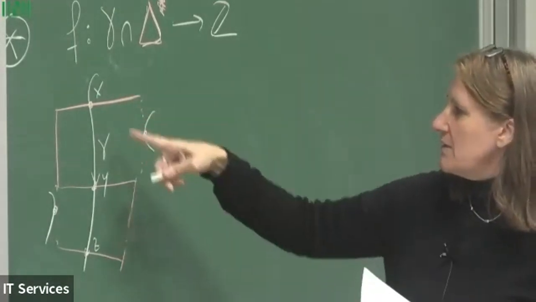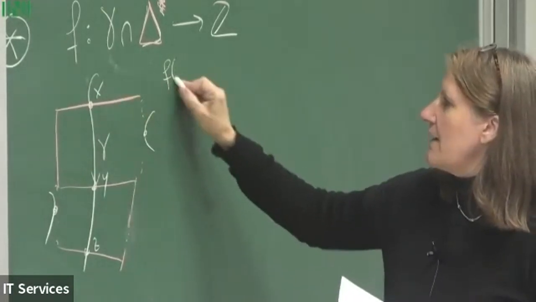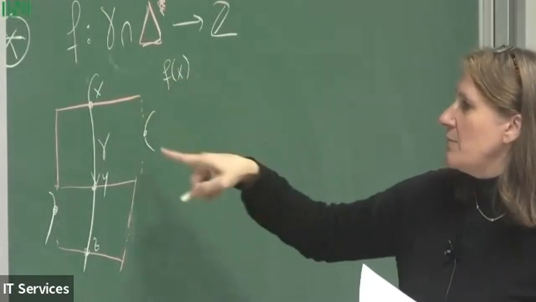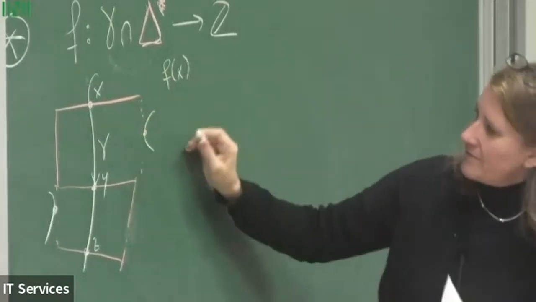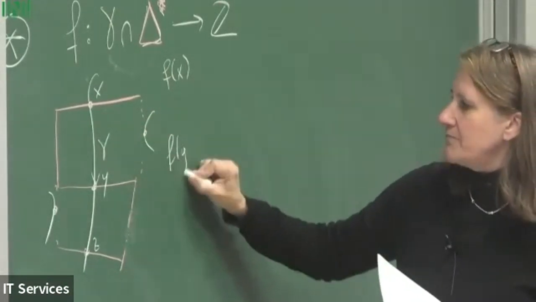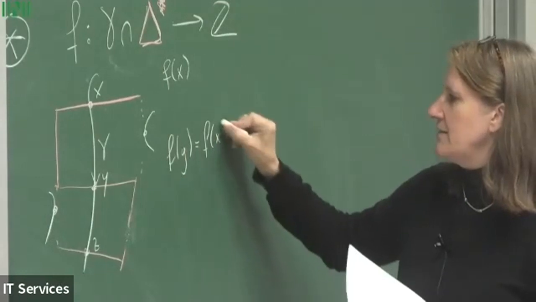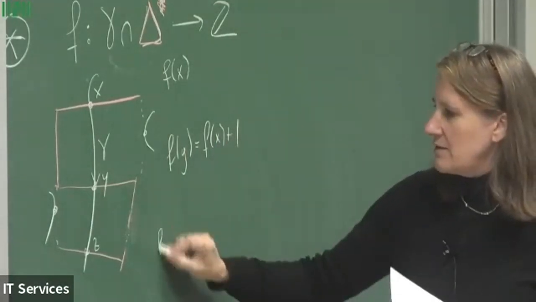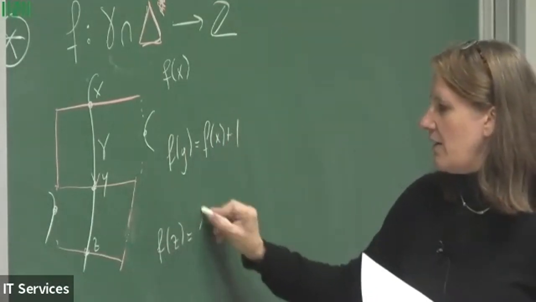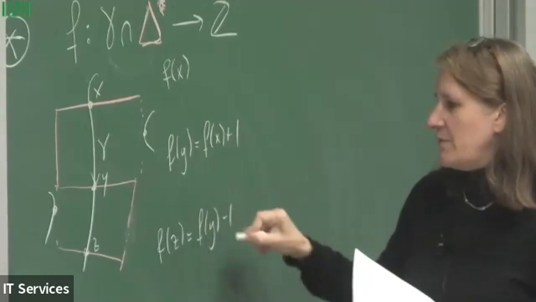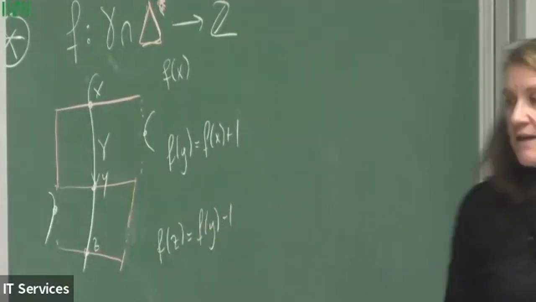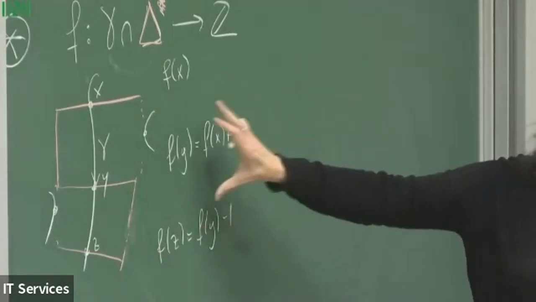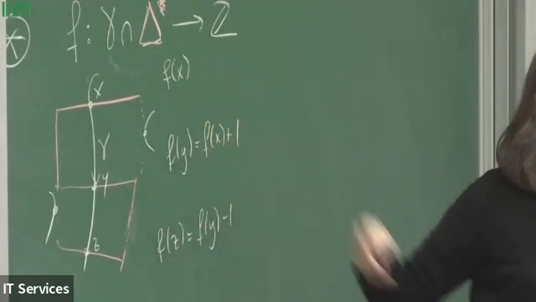So what is it? Here we start with f of x, just some integer, but then if the mark point is on the left, let's say, then f of y is equal to f of x plus 1, and f of z is equal to f of y minus 1, because the mark point is on the other side. And really, this defines your winding number for the curve.